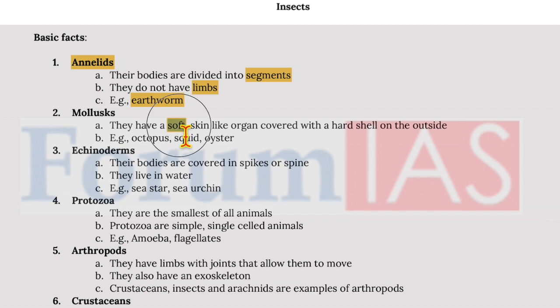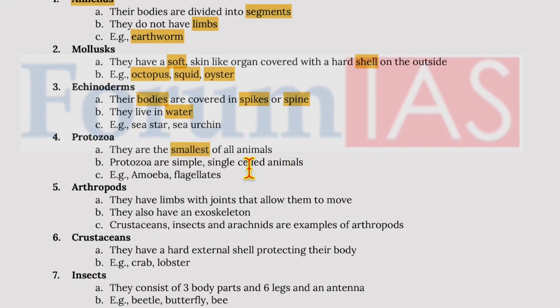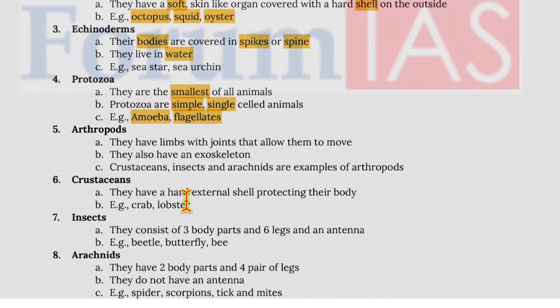For molluscs, they have a soft body covered with a hard shell on the outside. Examples would be octopus, squid, and oysters. Echinoderms are those organisms whose bodies are covered in spikes or spines. They live in water. Examples would be sea star, sea urchin, etc. Now, protozoa are the smallest of all animals. They are simple single-celled animals. Examples would be amoeba and flagellates.